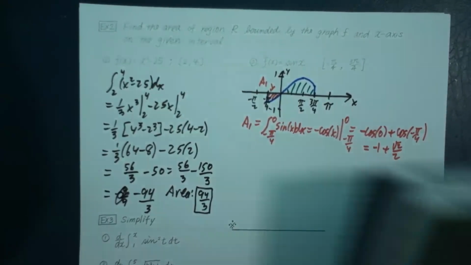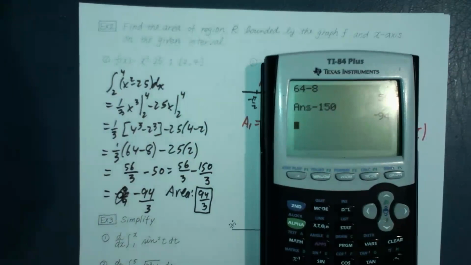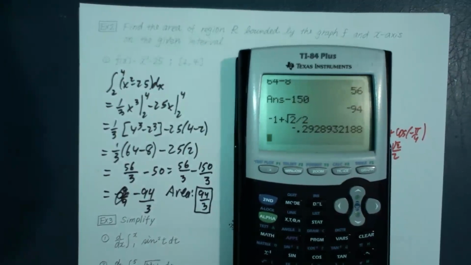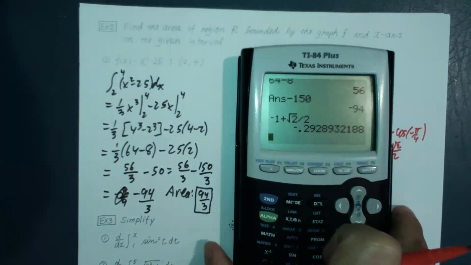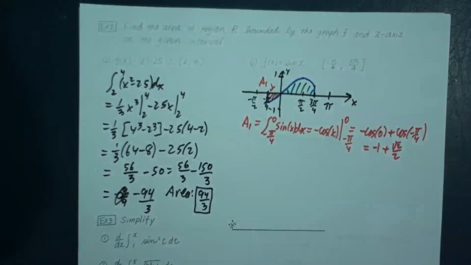Now I want to point out that negative 1 plus root 2, divided by 2, is a negative number, as expected, because it's below the x-axis. It's not very much area. So what we're going to have to do is force it to be positive. We'll come to that.